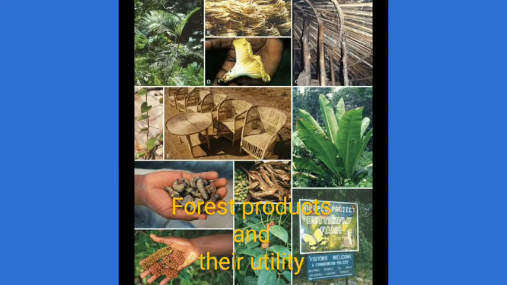Now the next point, that is forest products and their utility. Utility of the forest with the references are: first, wood is the major product of the forest. Strong and durable timber wood like pine, sal and sesame are available from forest. The wood of acacia and kher is used as fuel wood.